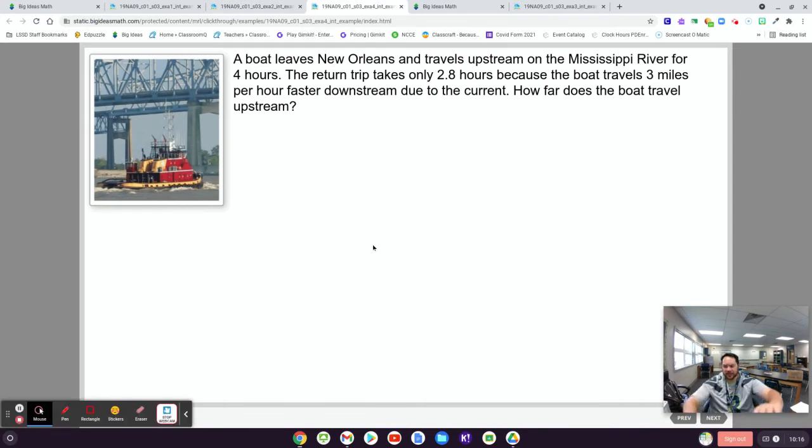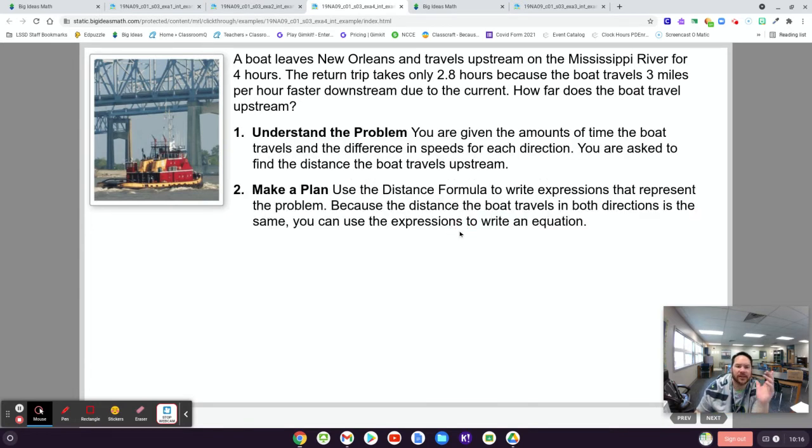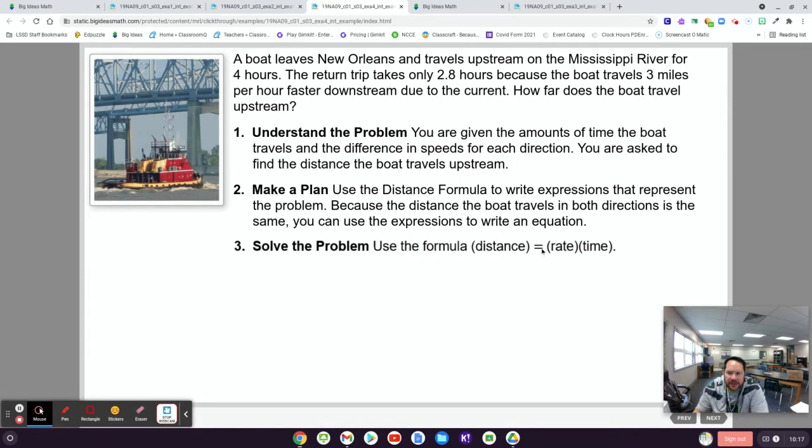Okay, and then you also have some story problems. So take a minute, look this over, and try to write an equation that matches this story. This one's kind of a tricky one. Okay, so hopefully you understood the problem, identify all the important information. So the distance formula is useful, which is distance equals rate times time. So we know that the distance upstream is equal to the distance downstream. So the rate times time upstream has to be the same as the rate times time downstream.